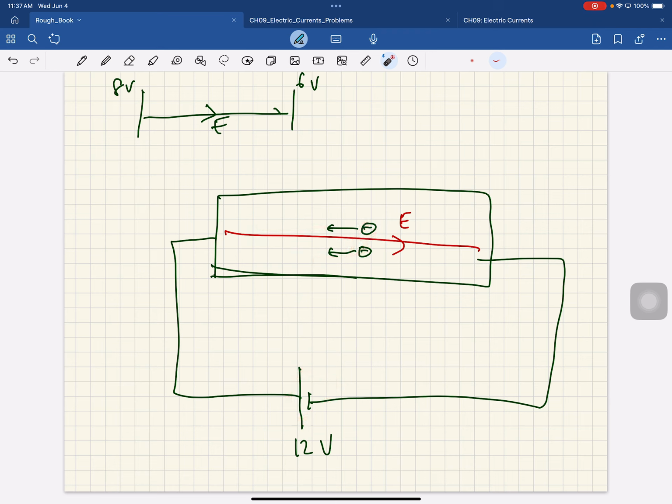The instant you disconnect the battery, what happens? They stop moving. It was neutral, they were evenly distributed. The instant you disconnect the battery, the electric field goes to zero, and the motion of the charges stops. All right?